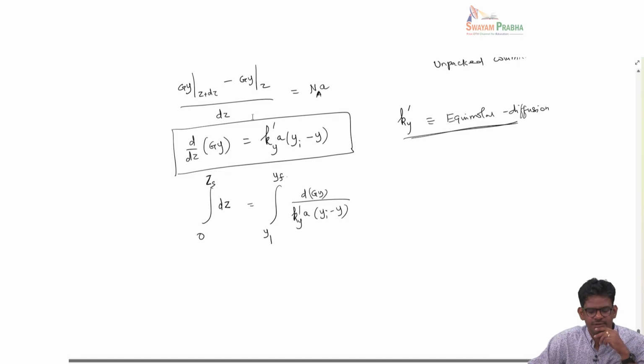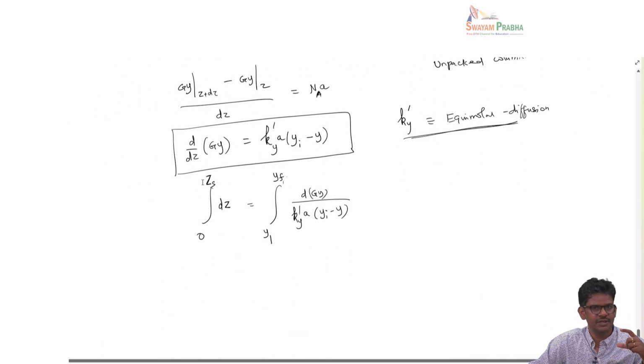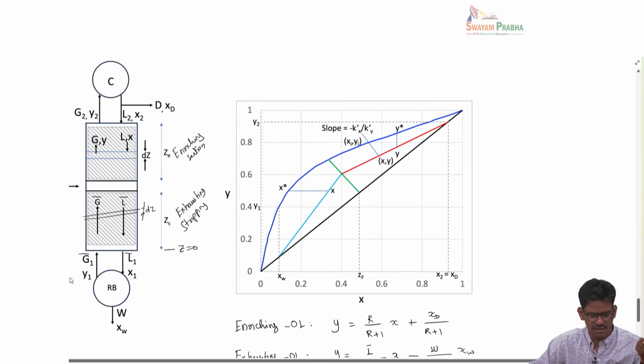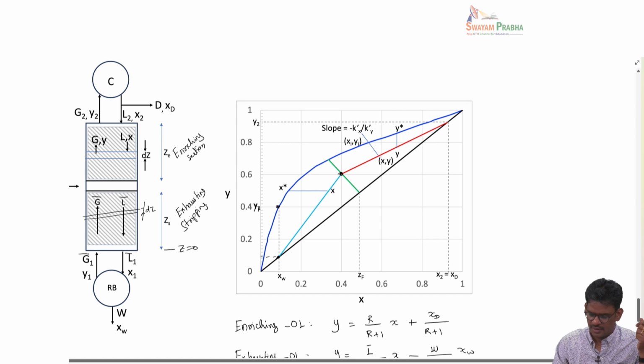So the integration of this equation is only for the bottom of the column. So Z goes from 0 to ZS, that's the part of the exhausting section, and correspondingly the composition of A goes from Y1 to YF. This is basically the limits of the exhausting line, the operating line. Y1 is here, and from here to this point, which is YF. So you can identify the composition just above the feed line.